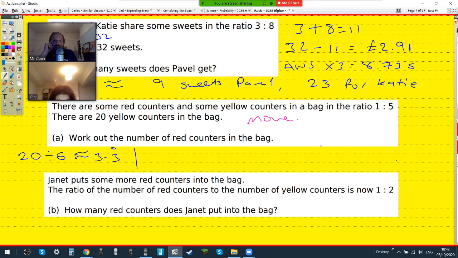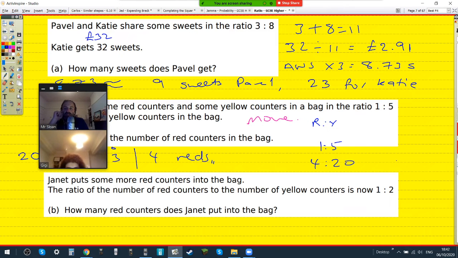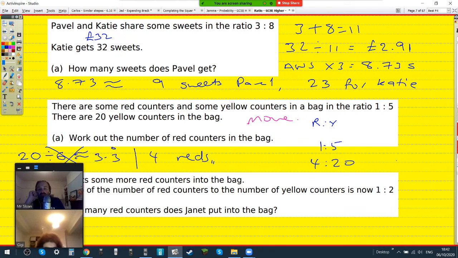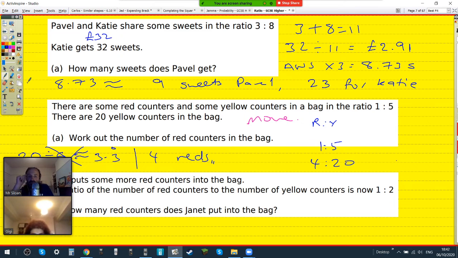They're in the ratio 1:5. Red is to yellow. There are 20 yellows. And so how many reds? It would be 4. Yeah, so it's 4 reds. So that one was just, they give you the number of yellows. The one up here was the number in total. No, it wasn't. That explains it. The top one was how many sweets Katie gets, not the total.